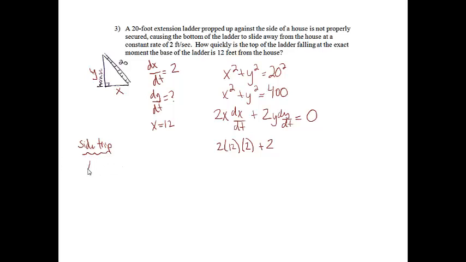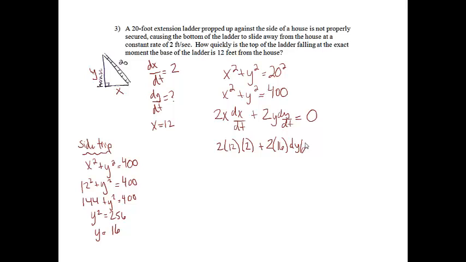We'll start with the formula. We do know that x squared plus y squared is equal to 400, and they did tell me that x was 12, so 12 squared plus y squared equals 400. 12 squared is 144, plus y squared equals 400. If I subtract 144 from both sides, I'll get y squared is equal to 256. And to get y, I'd square root. The square root of 256 is 16. So now I can put 16 in for my y, and then I will be looking for dy/dt.